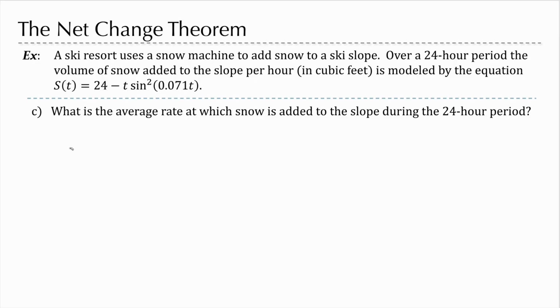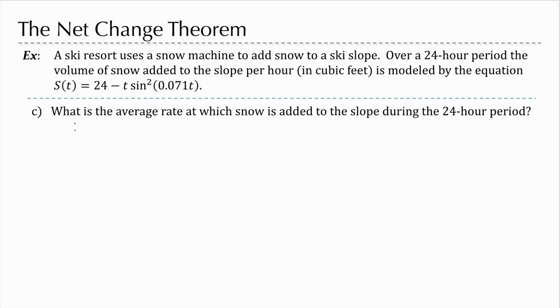Now in our third example, we're going to look at the average rate at which snow was added. So this is basically saying the average of this function. Now it's a little confusing when they say average rate because it almost sounds like average rate of change, but it's not. It's saying the average rate, and a rate is the value of this function. So this is just another way of saying average value, which is what we did earlier. So that means we're just going to calculate the average value of this function during that 24-hour period.